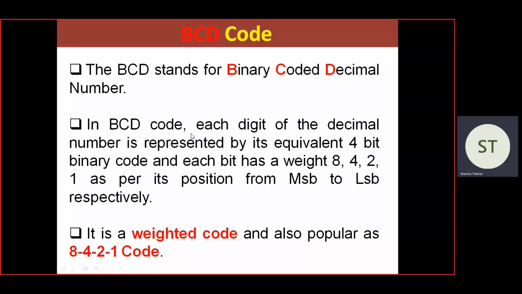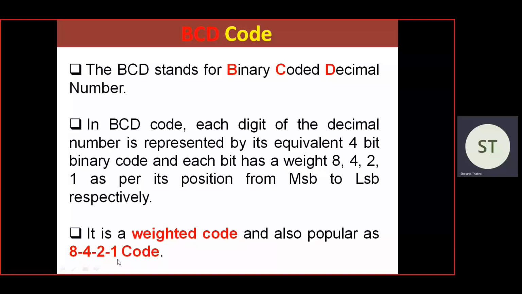Here each digit of the decimal number is represented by its equivalent 4-bit binary code. As we are representing every digit in terms of 4 bits of binary, the 4 bits are assigned 4 weights as per their position from MSB to LSB. The MSB is assigned the weight 8 and the LSB is assigned the weight 1. So BCD is a weighted code as each bit is assigned a particular weight as per its position.